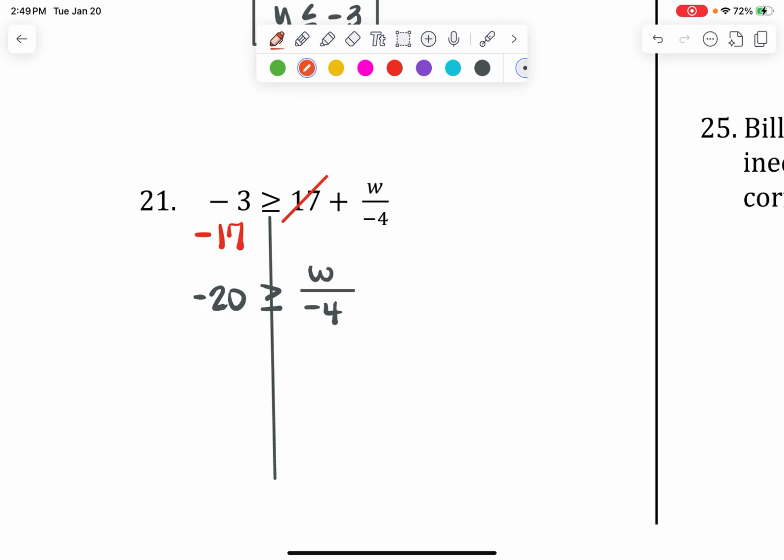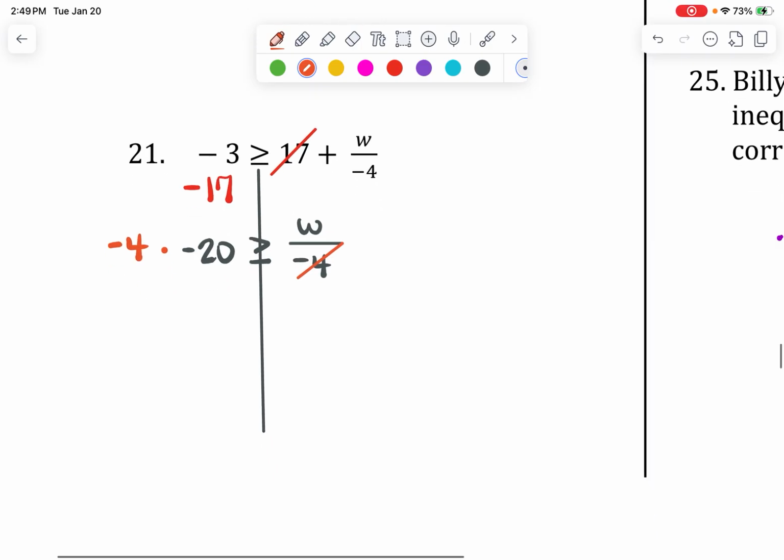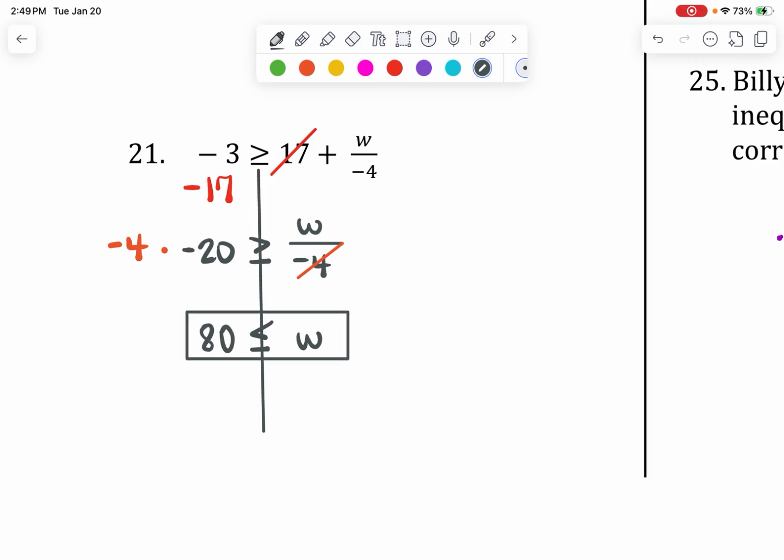And now we need to get rid of the negative 4 divider, in which case he will become a multiplier when we put him on the other side. And yes, indeed, I did just multiply by a negative, which means my symbol needs to flip. And that's going to end up giving me a positive 80. And just leave your answer like this.